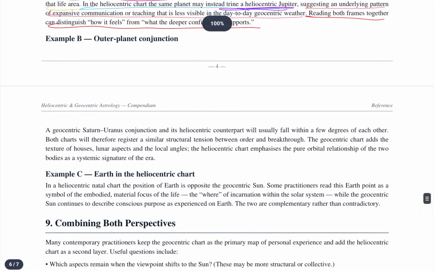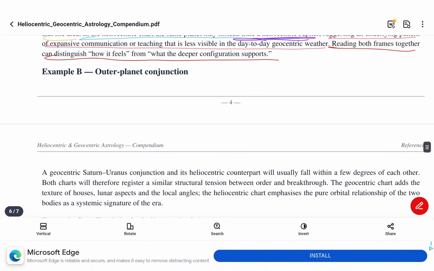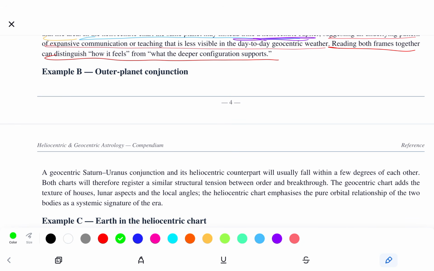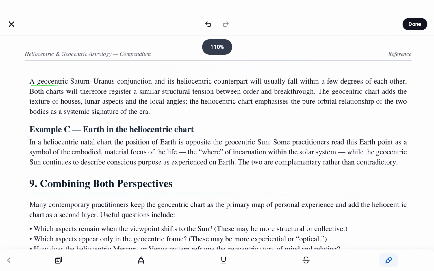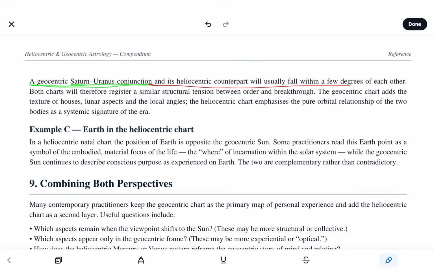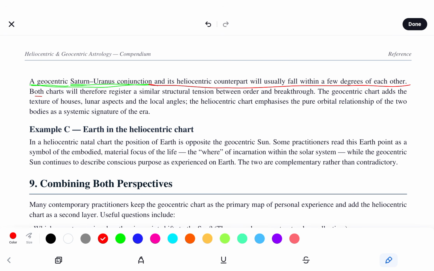Now we're going to look at example B, which is outer planet conjunction. So a geochart has a Geo-Saturn-Uranus conjunction, and its helio counterpart will usually fall within a few degrees of each other. So both charts will therefore register a similar structural tension between order and breakthrough. The geochart adds the texture of houses, lunar aspects, and the local angles, while the heliochart emphasizes the pure orbital relationship of the two bodies as a systemic signature of the era.